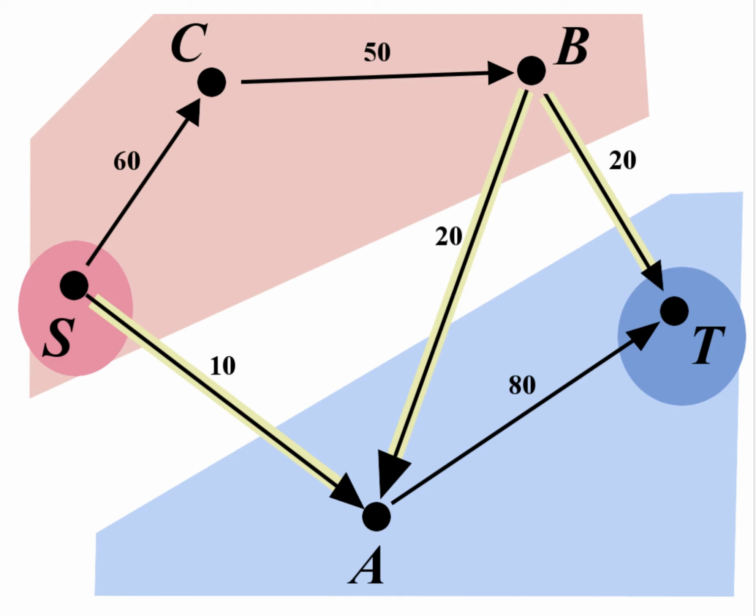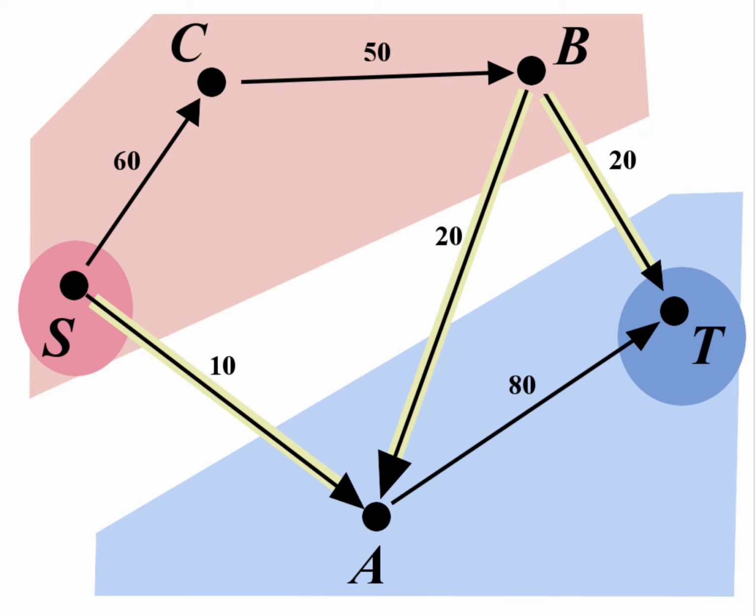So there is no way you can send more than 50 snails from red set to blue set. And in particular, you cannot send more than 50 snails from S to T. This partition of vertices into 2 sets is called cut. More precisely, it is called source sink cut. And this is not the only cut in the graph. Any partition of vertices in 2 sets is called cut, and every cut has a capacity.